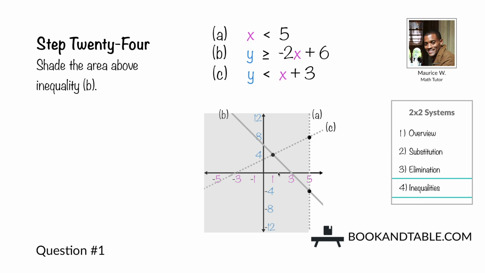Now step 24, shade the area above inequality B since it's greater than. So you go to B, and now you shade the points above that line. And now step 25, shade the area below inequality C since it's less than. So you go to C, and you shade the area below it. And we see the only area where all three overlap is the inner part of these 3 points. So this would be the solution to question number 1.